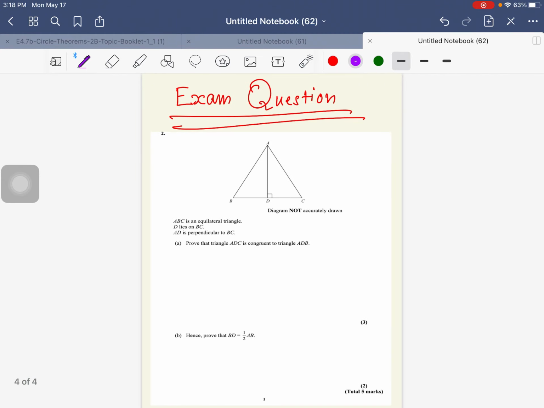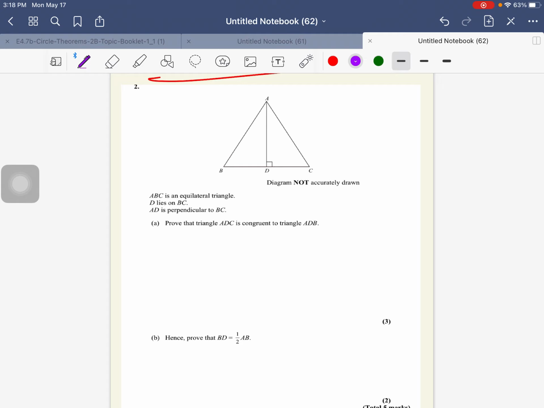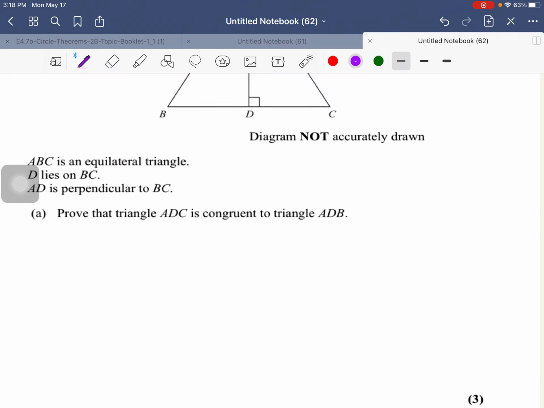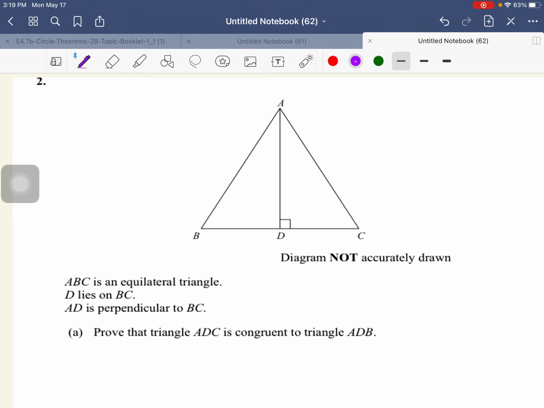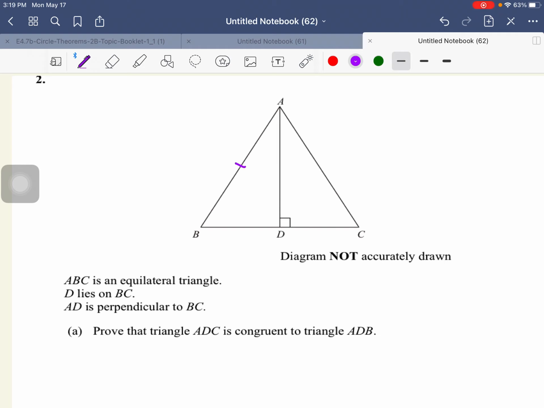If you understand, we can do one exam question based upon congruency of triangles. Let's start doing this question. Here, diagram not accurately drawn. Triangle ABC is an equilateral triangle. If it is an equilateral triangle, that means side AB, side AC, side BC, all sides are equal. And each angle is 60 degrees also. So this angle is 60 degrees. This angle is 60 degrees because it's an equilateral triangle. So this angle is also 60 degrees.